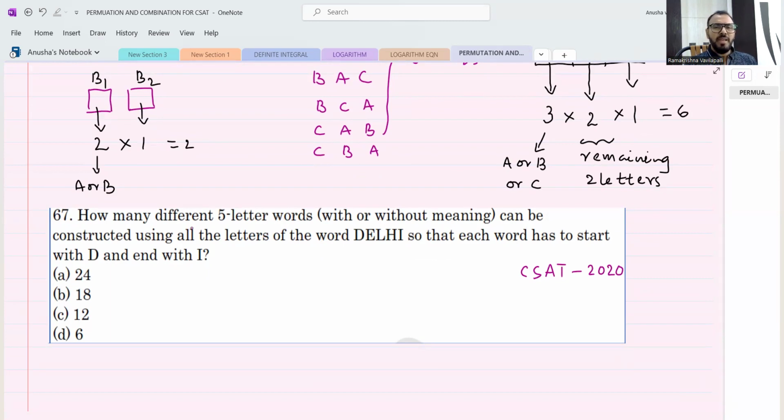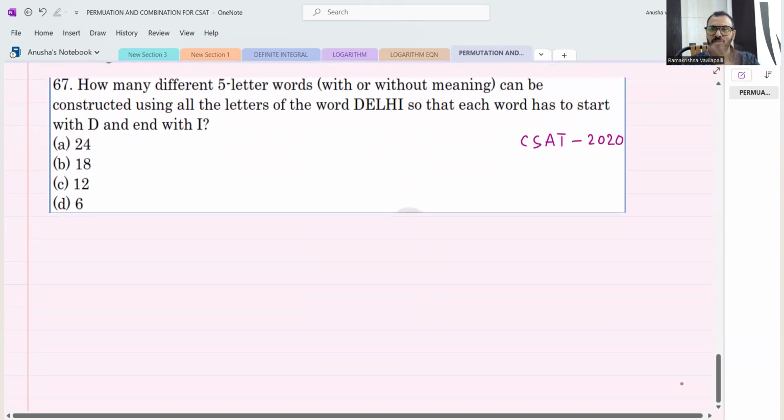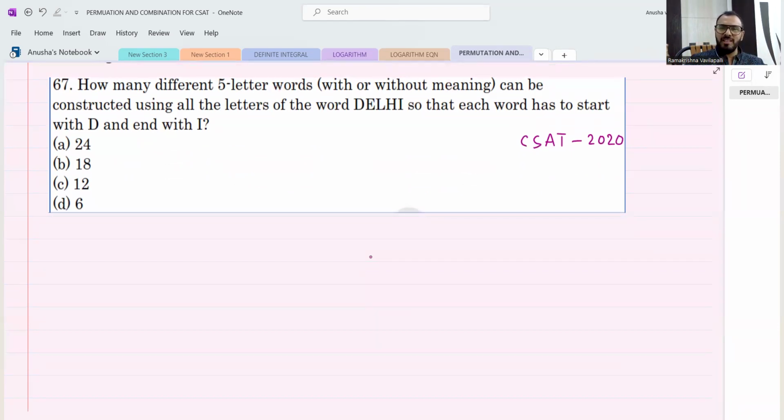See, how many different five-letter words, with or without meaning, can be constructed using all the letters of the word Delhi so that each word has to start with D and end with I? Well, the question is over. We want to frame five-letter words. So we have to take five boxes.